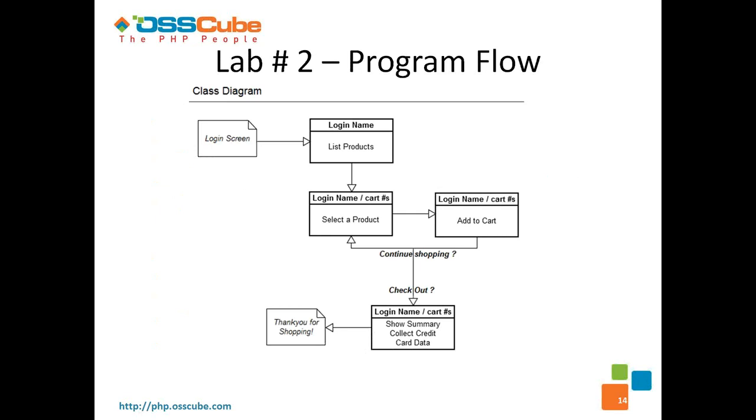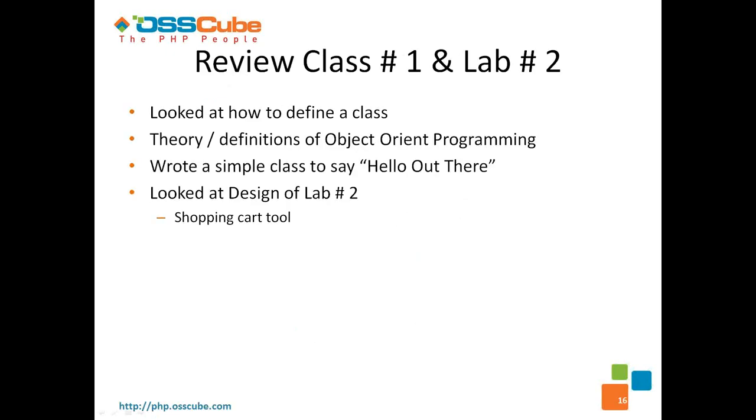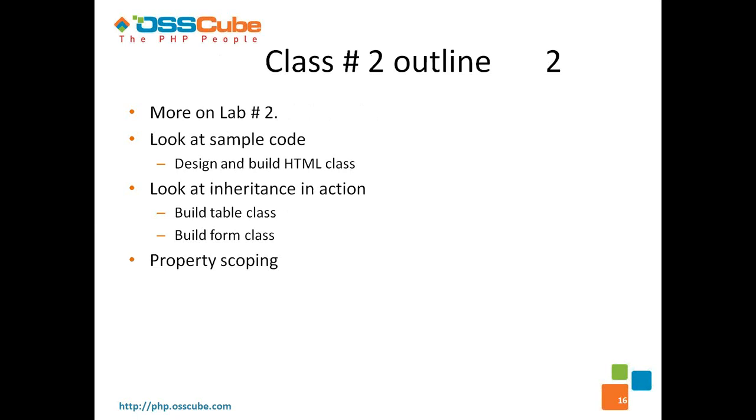This would be the program flow screen. This may adjust a little bit as well in the middle area here, if you want to add more to the cart or select more from the product list and so on. So this is what we've done. And so today we're going to look at more on our lab and our sample code.